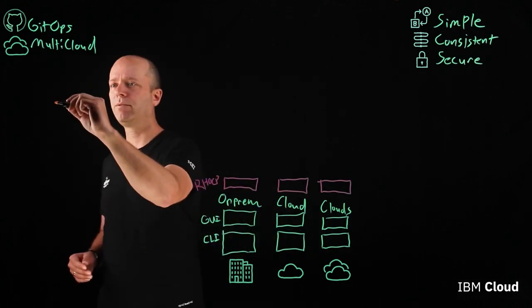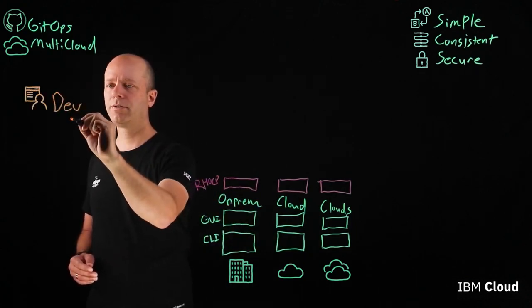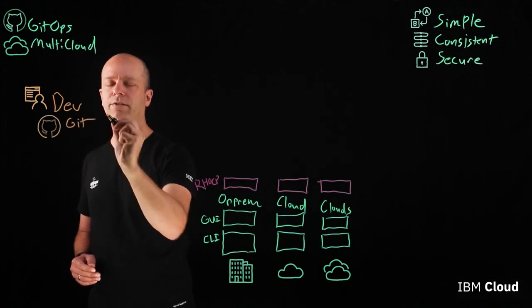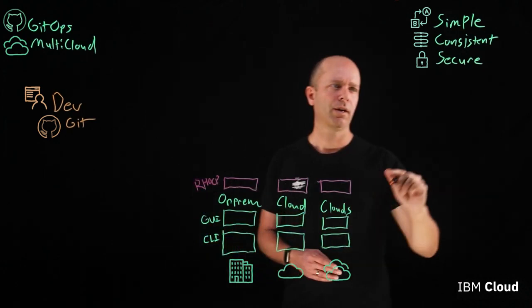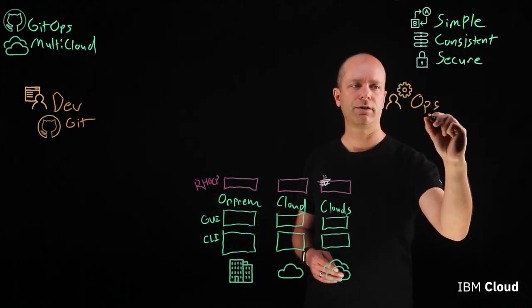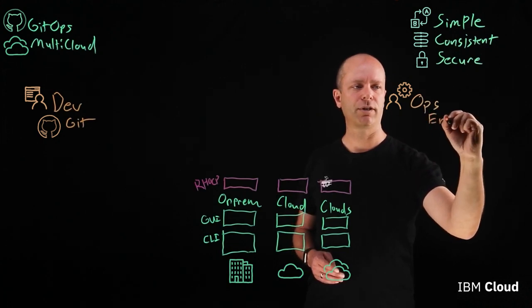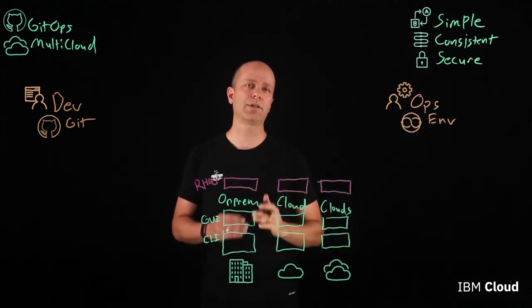So you have your dev team, and they are used to doing all of their work inside of Git. So source code is all managed within Git. And you have your ops team, and they're in charge of managing all of your different environments. So how do we bring dev and ops together?